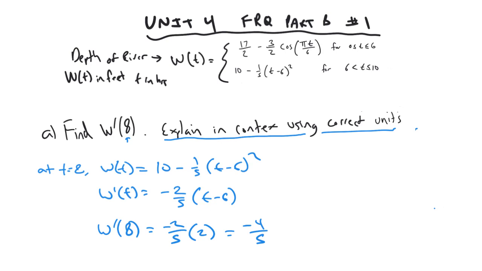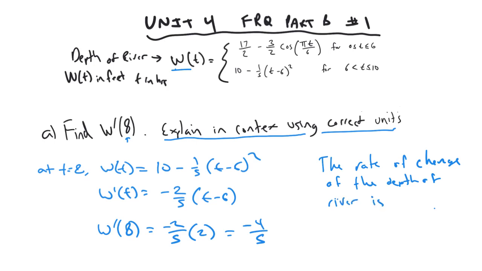If you stop here, you're not going to earn all the points because we didn't explain it in context. So this function w is the depth of the river, so the derivative is the rate of change of the depth. So the rate of change of the depth of the river is negative 4/5, and our rate of change would be in feet per hour.